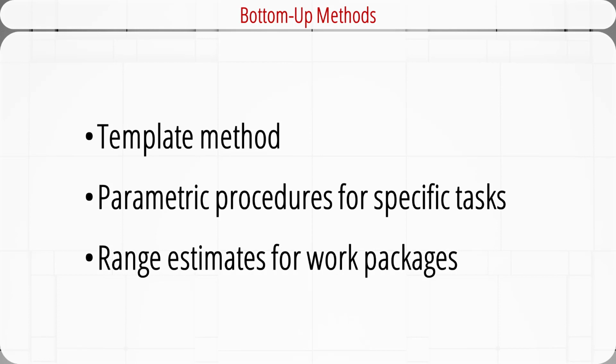The parametric technique such as cost per square foot used for top-down estimates can be applied to specific tasks and work packages in the bottom-up method. Another bottom-up method is range estimation. It works best when work packages have significant uncertainty associated with the time and cost to complete. In such cases, it requires 3 estimates: low, average, and high. The low to high give a range which the average estimate will fall within.